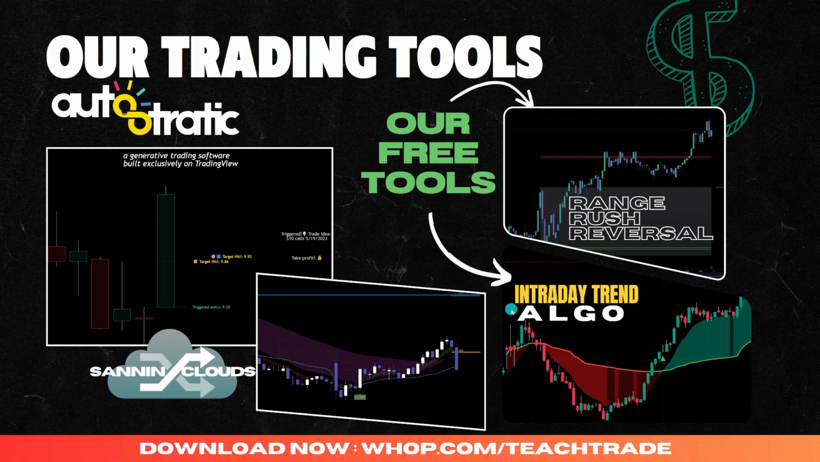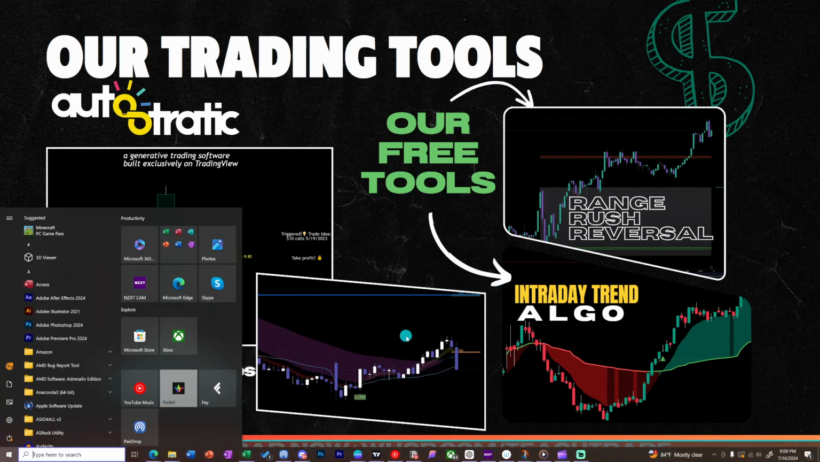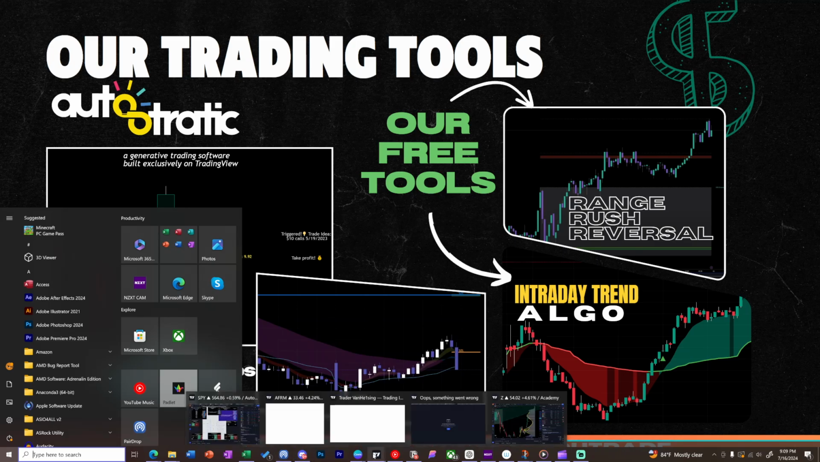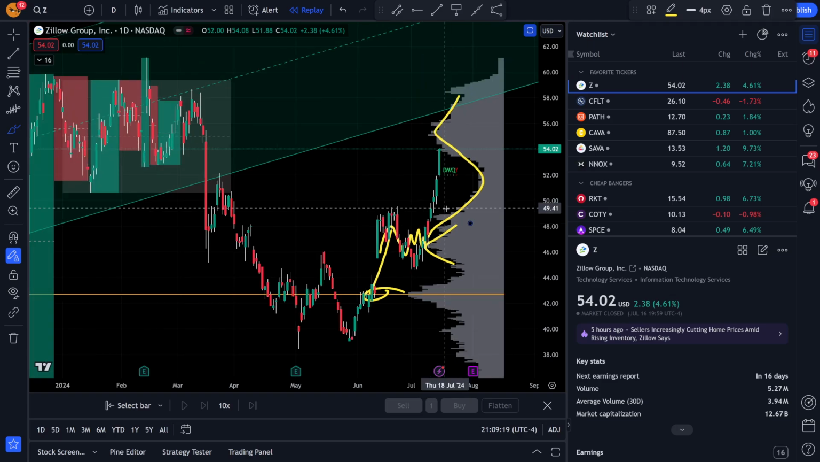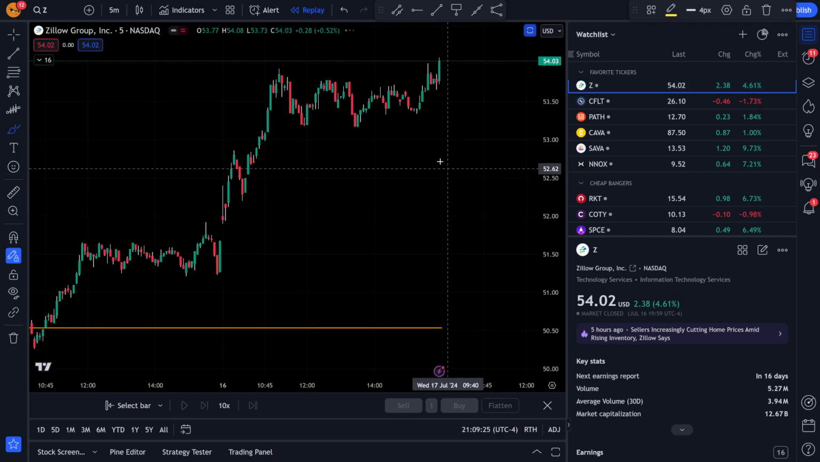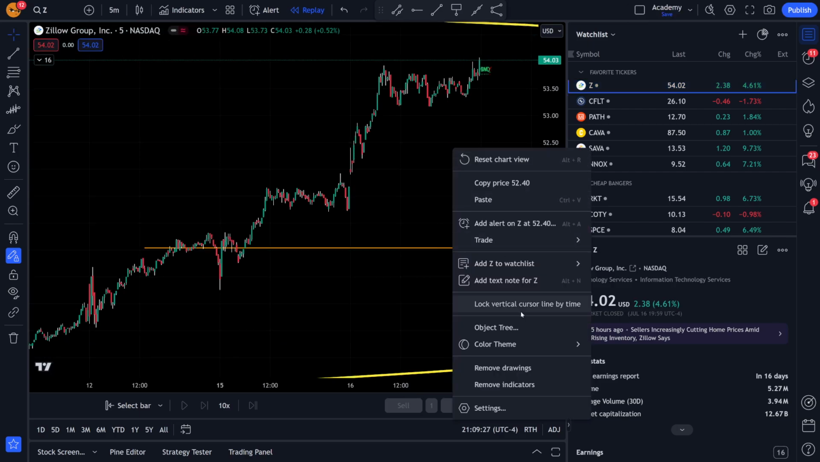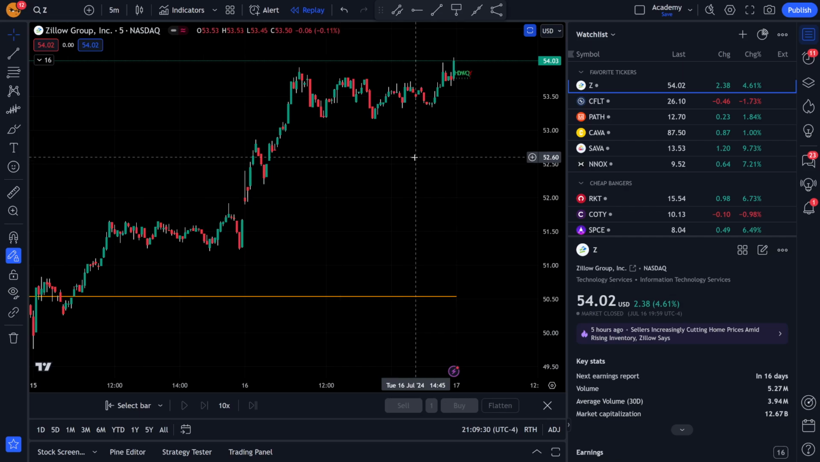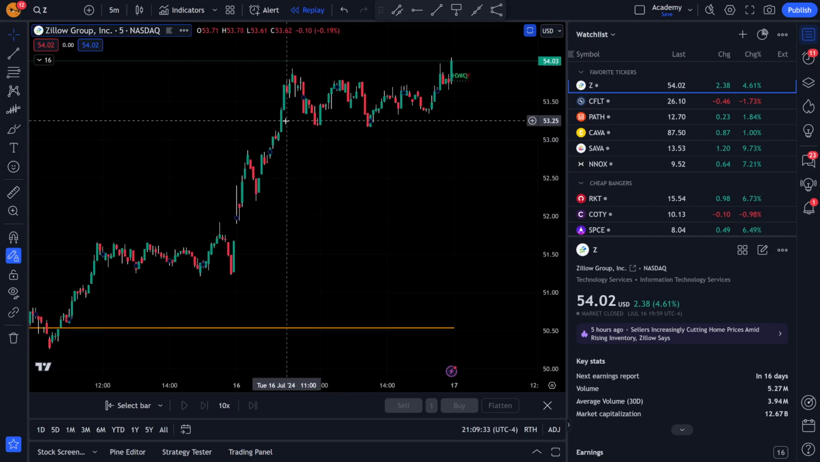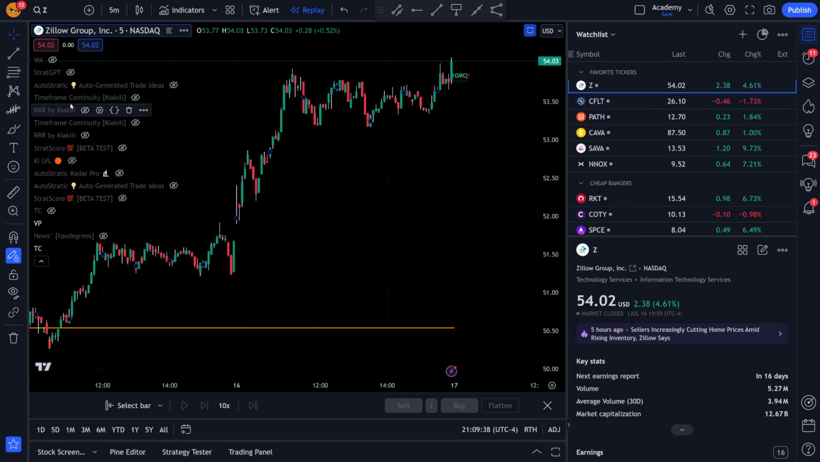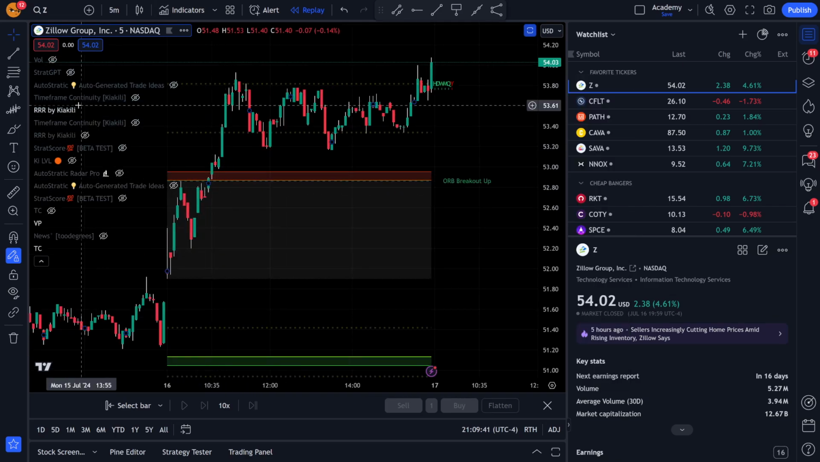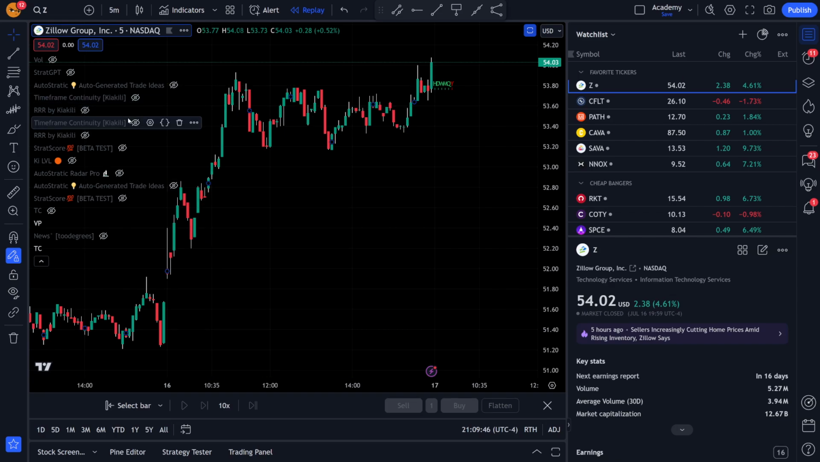A lot of people have also downloaded the Intraday Trend Algo. That one is pretty cool. We've talked a lot about momentum, but the intraday indicator is kind of useful during the trading day, just to see, are we currently bullish intraday? Are we currently bearish? I'm going to remove these drawings. I'm trying to find that right now.